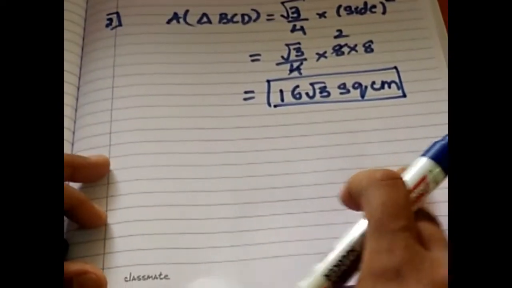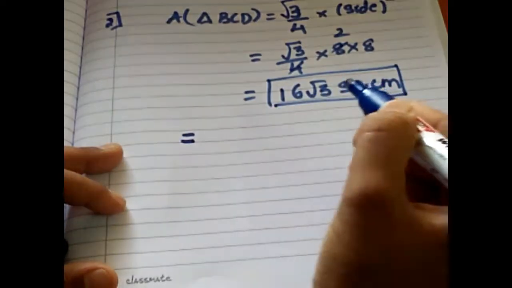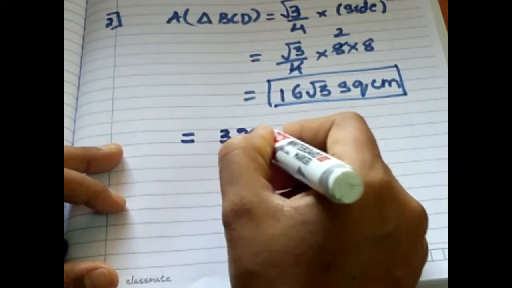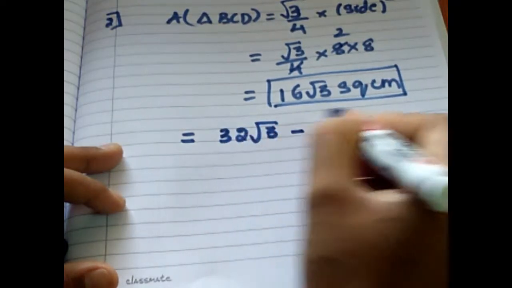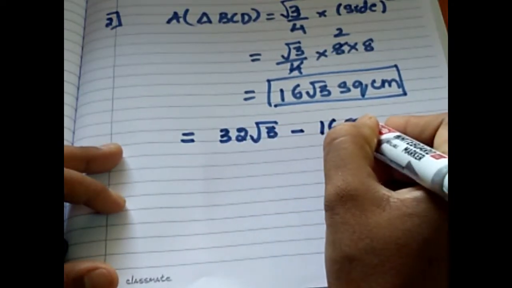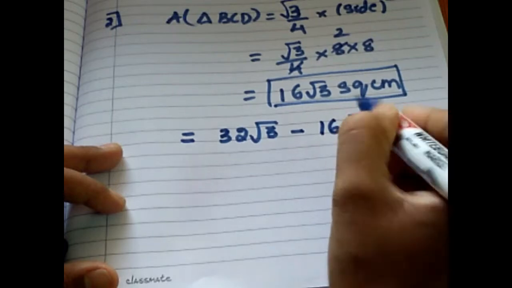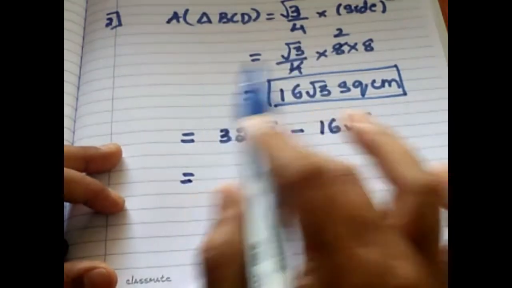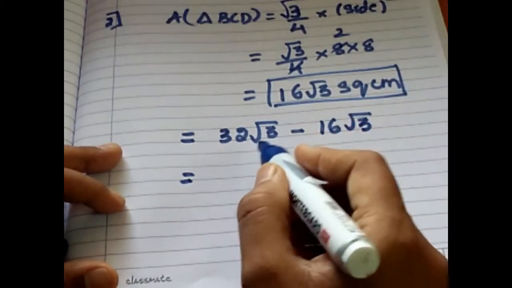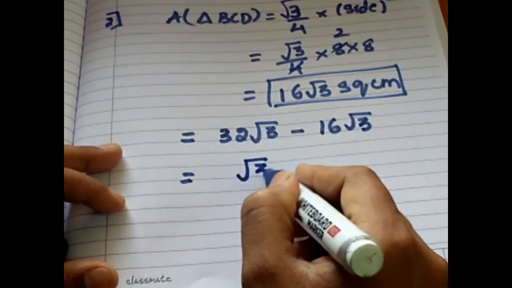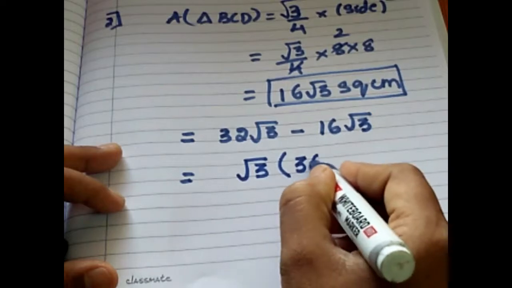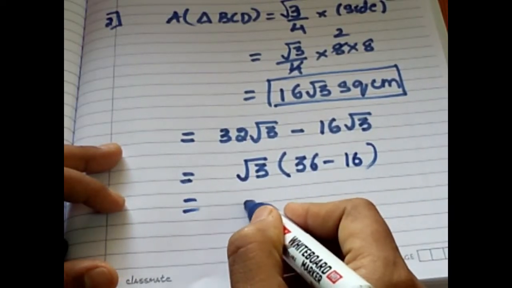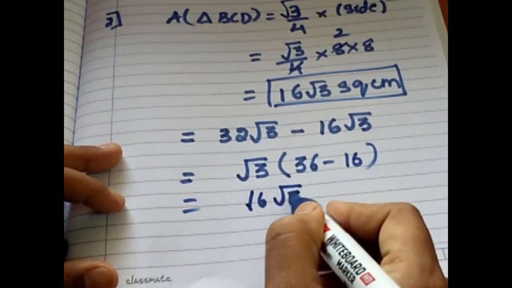Now we need to find the area of shaded portion, that is area of triangle ABC, 32 root 3, minus area of triangle BCD, 16 root 3. Make a note, children, never ever subtract this directly. First you have to take out root 3 as a common factor, then you should show the step. 32 minus 16, that is 16 root 3.